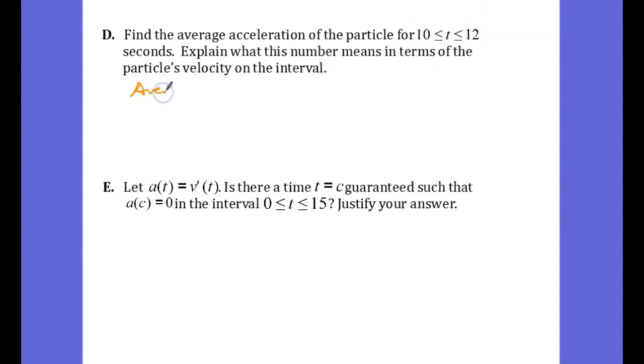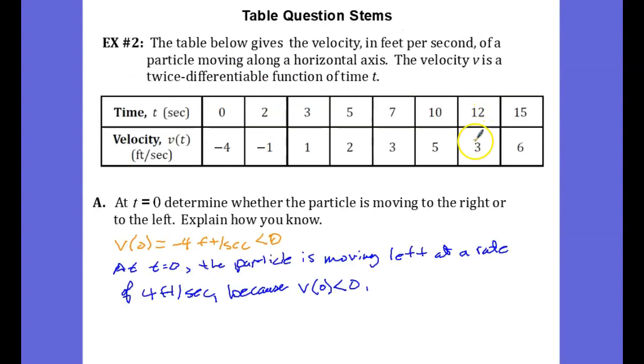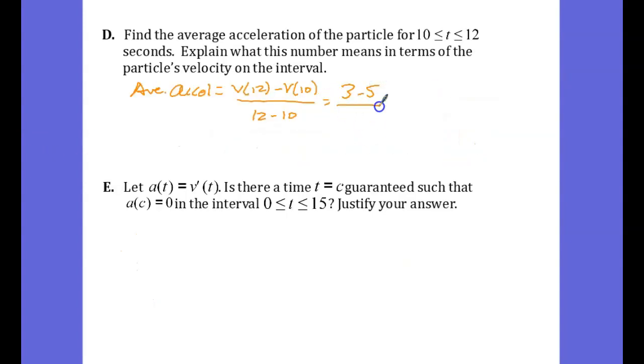So average acceleration is equal to v of 12 minus v of 10 divided by 12 minus 10. And so let's see what these values are. We'll go back to our table. V of 12 is 3. V of 10 is 5. So we have 3 minus 5 over 12 minus 10. 3 minus 5 is negative 2. 12 minus 10 is 2. So that's negative 1. And the units are going to be feet per second squared since it's an acceleration.